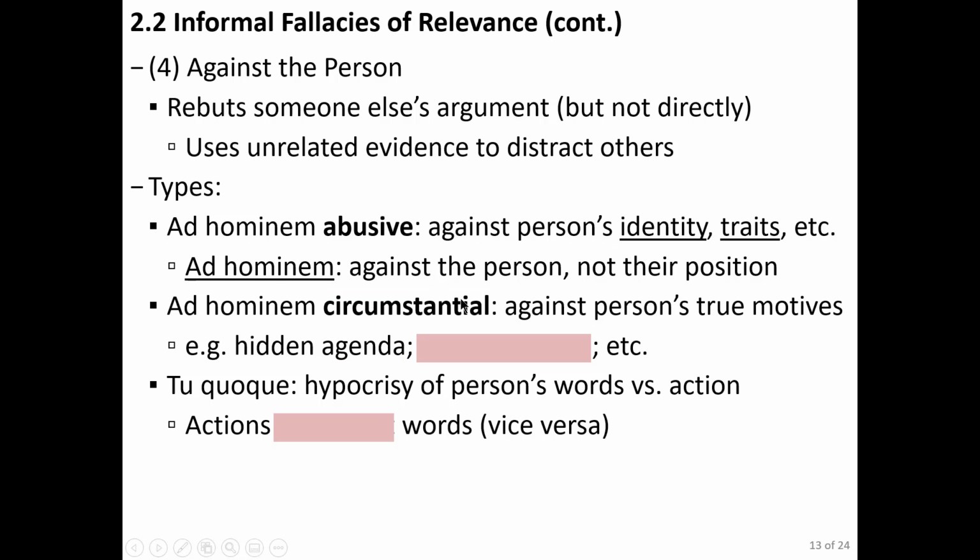We can also say there's circumstantial ad hominems, one where we're going after a person's motives. Do they have a hidden agenda? Do they have a vested interest? The third is tu quoque, a hypocrisy of the person's words versus actions. Their actions don't match their words. It's a contradiction, right? If I want to go after somebody, I can say that, oh, hey, this person says that they'll bring home the troops, but they never do, right? Or this person says that they're going to fix inflation, but they never have, right?